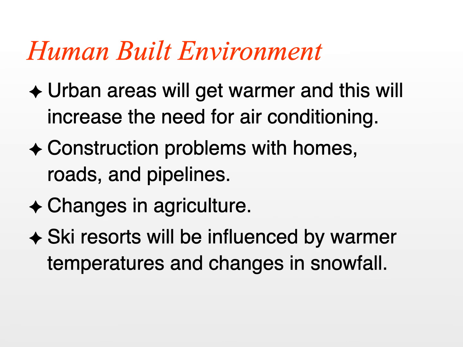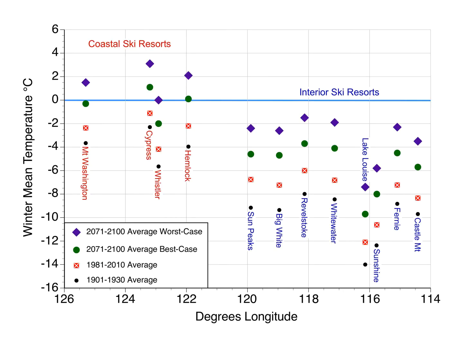And ski resorts are going to be influenced by warmer temperatures and changes in snowfall, increases in rainfall. So here we see winter mean temperature modeled for a number of ski resorts along a longitudinal gradient that go from Vancouver Island to the border of BC and Alberta. So Castle Mountain is in Alberta. Sunshine is half in Alberta, half in BC, Fernie's in BC.